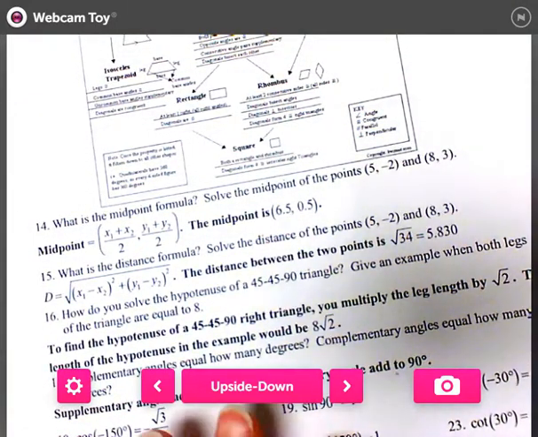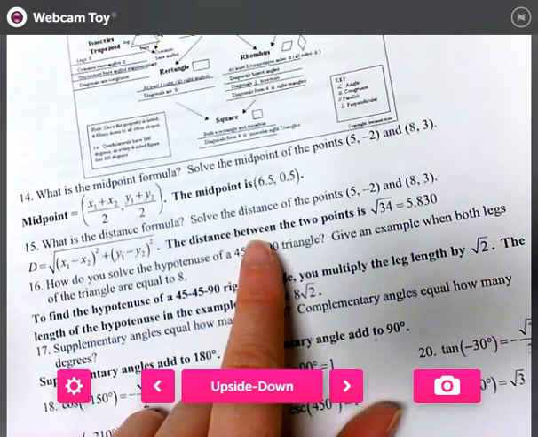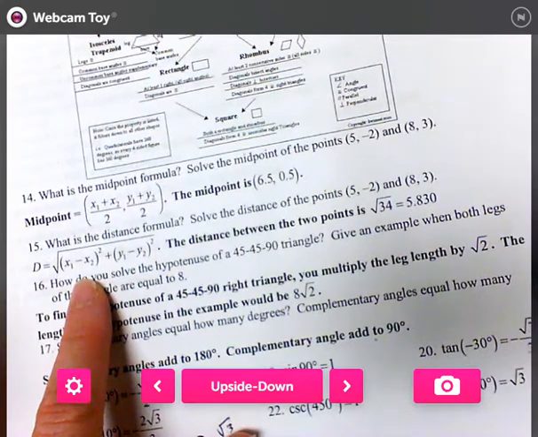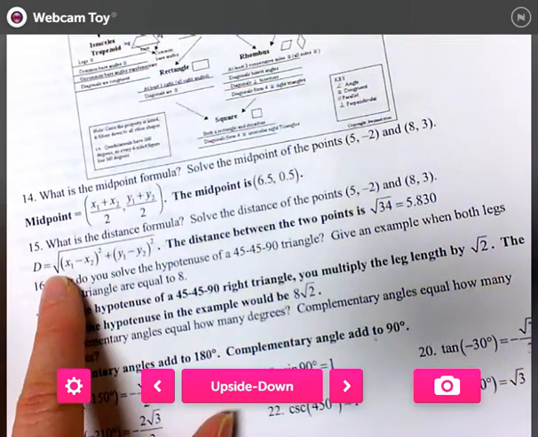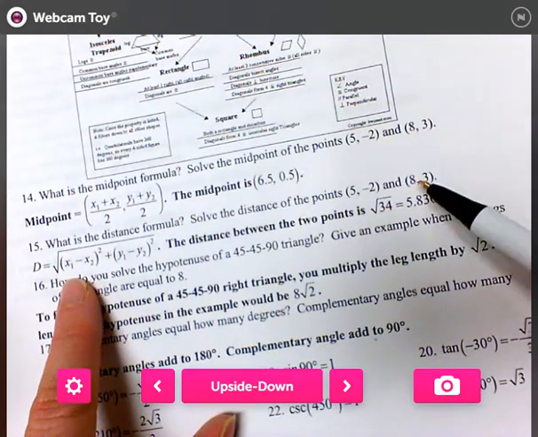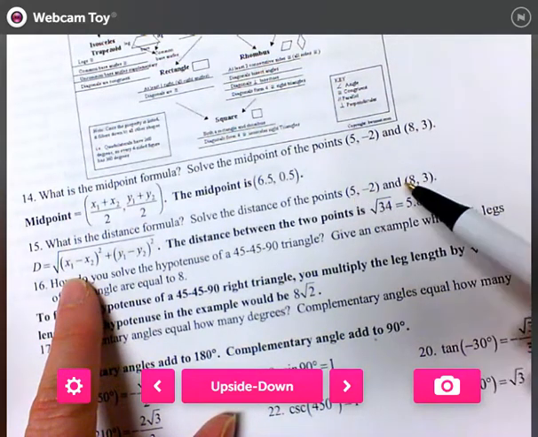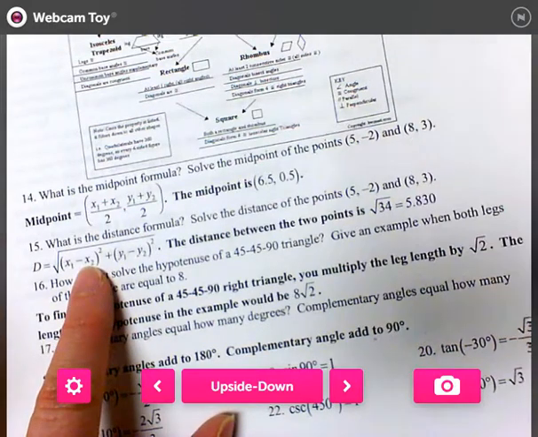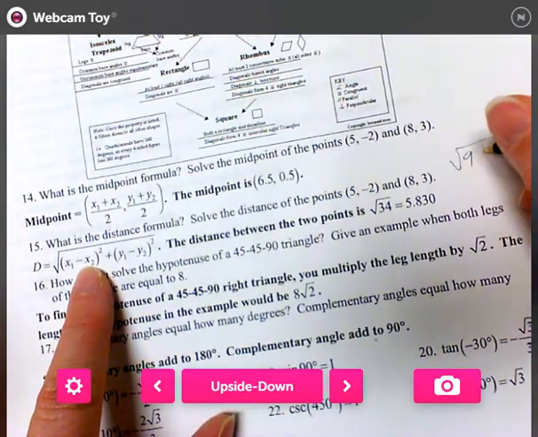15. I was a little confused because I forgot how to do the equation. Yeah. So this equation will be on your formula sheet. It'll say D equals, just like this, for distance. And you're just going to plug these in. So you're just going to go 5 minus 8. That gives me negative 3. Negative 3 squared is 9. So under my square root sign, I have 9.